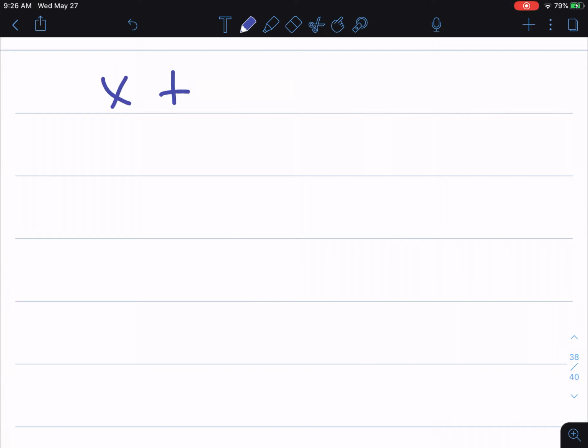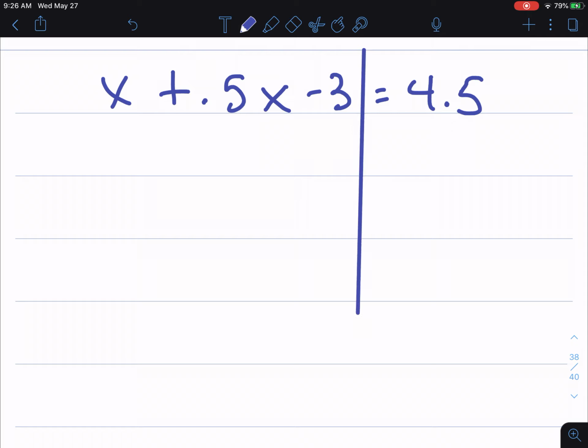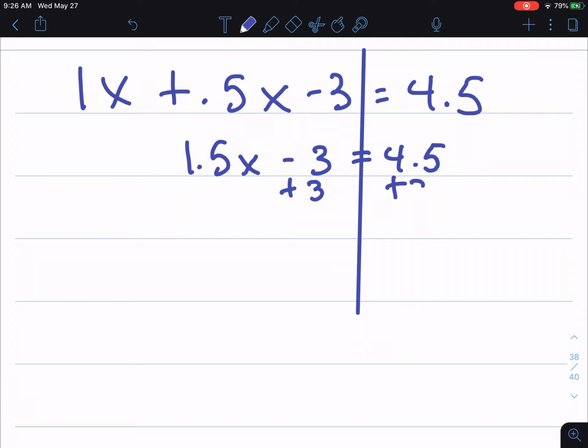x plus 0.5x minus 3 equals 4.5. Draw my divider wall. Put my invisible 1 there. Once again, I know that I have to combine those like terms there. So 1 plus 0.5 is 1.5x minus 3 equals 4.5. So now I got to deal with this minus 3 first. Instead of subtracting it, the opposite is adding. So I'm going to add 3 to both sides. Those will zero out. So I have 1.5x equals 7.5.